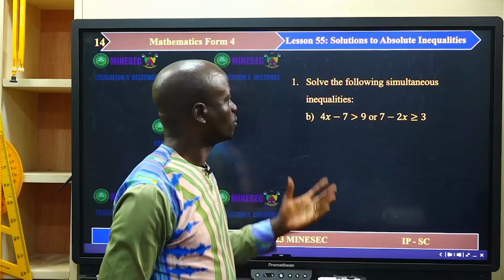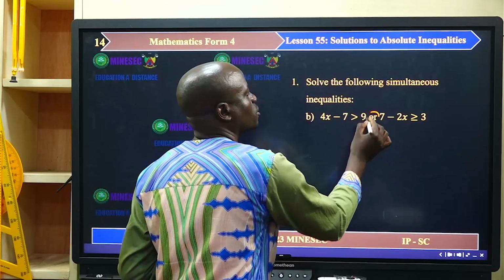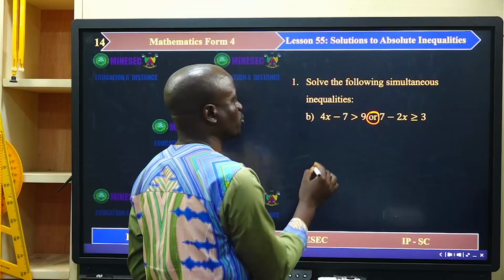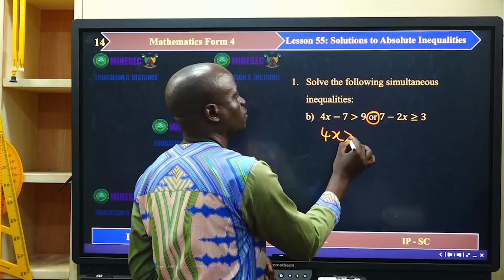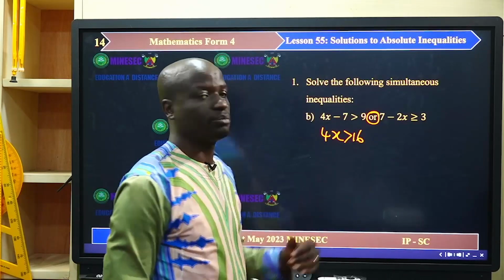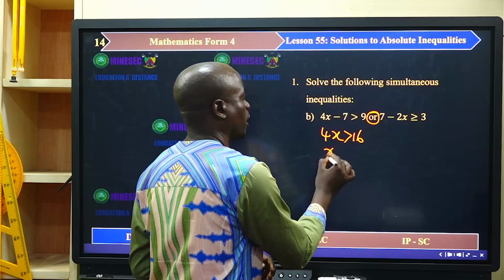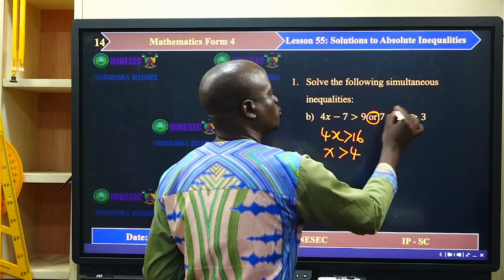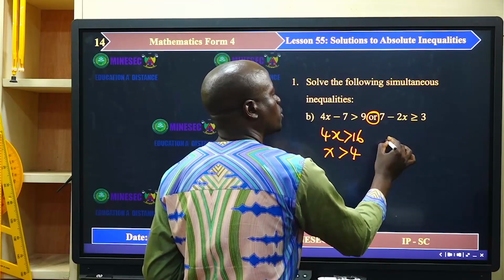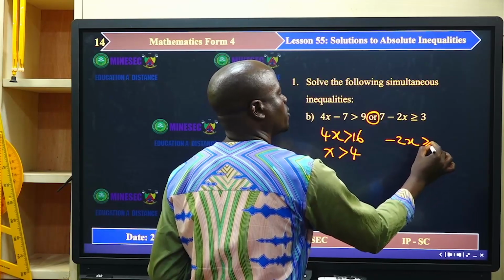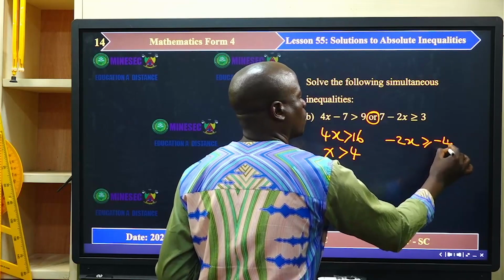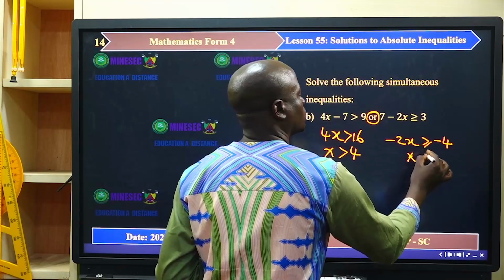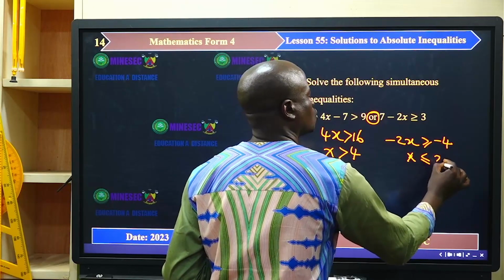Okay. The second case, we have this, but the key word linking the two inequalities is "or." So again, we will solve this. We will add 7 to both sides. So 4x is greater than 16. We divide both sides by positive 4. X will be greater than 4. We come here, we subtract 7 from both sides. So negative 2x is greater than or equal to, when we subtract there, we have negative 4. We divide both sides by negative 2. So x is less than or equal to 2.